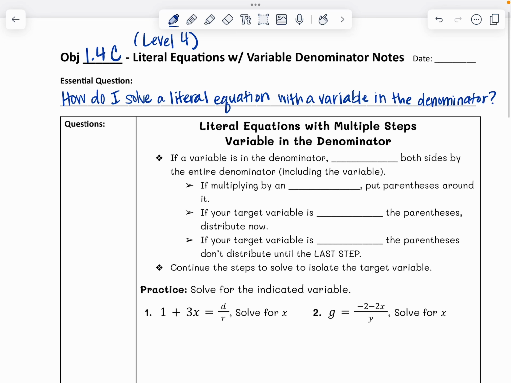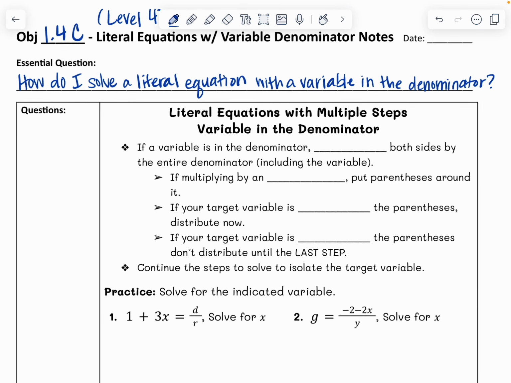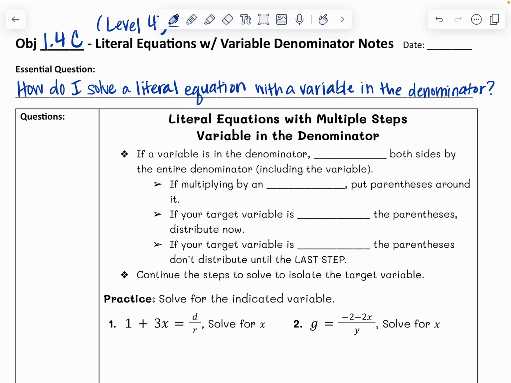Today's notes are 1.4C. This is going to be level 4 on the assessment. This is literal equations with multiple steps that have a variable in the denominator. If a variable is in the denominator, the first thing we want to do is eliminate that denominator.